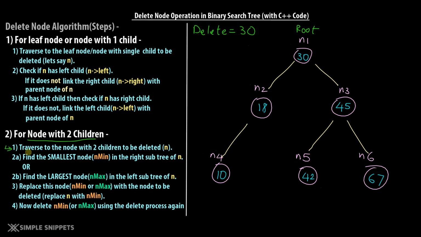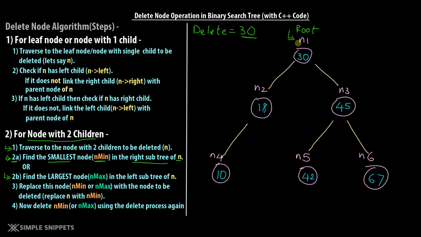So step number 1, traverse to the node with 2 children to be deleted. So you'll start with the root node and you'll get a match itself over here. So 30 is matching with 30. So now we want to delete n1. Okay. Alright. Now we have step 2a or 2b. So there are 2 ways in which we can select a node that will take its place. Okay. So the first way is find the smallest node n-min in the right subtree of n.